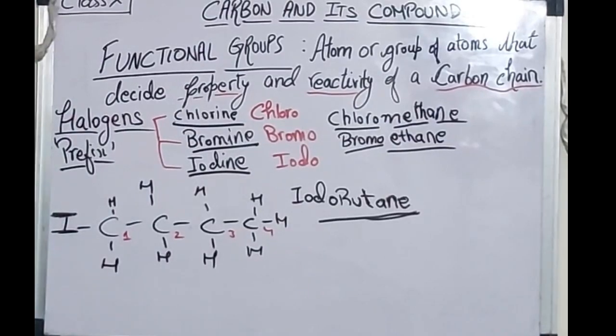Iodobutane. Okay, so this is how halogens work. Now let us talk about alcohol. A very used word.